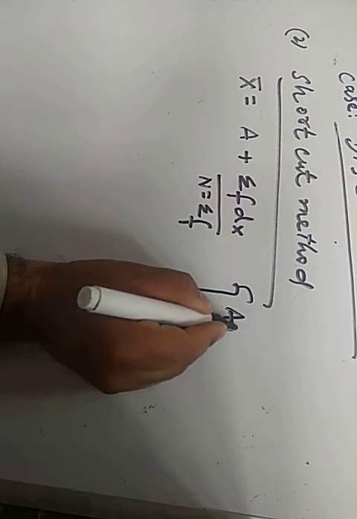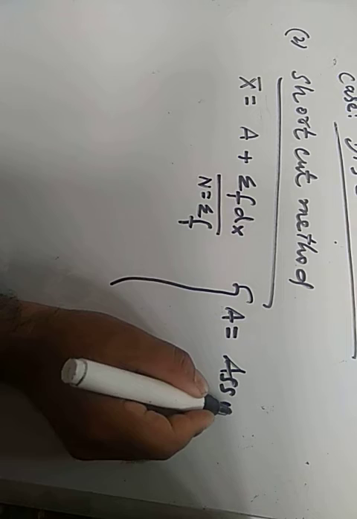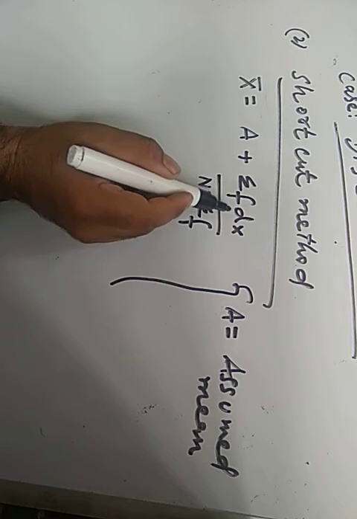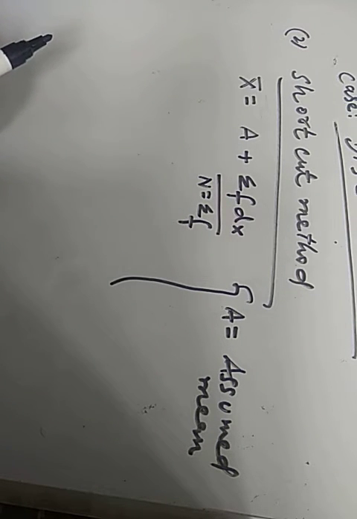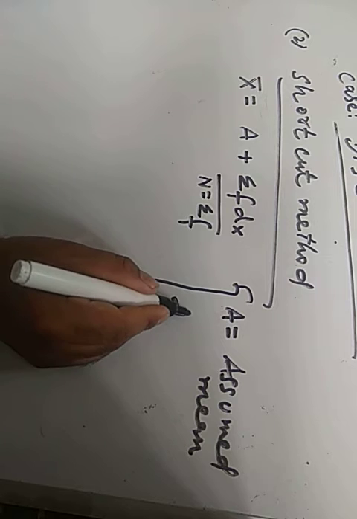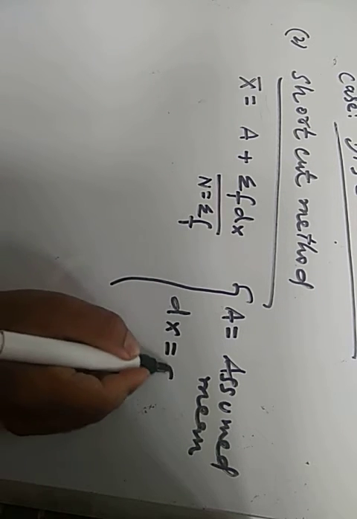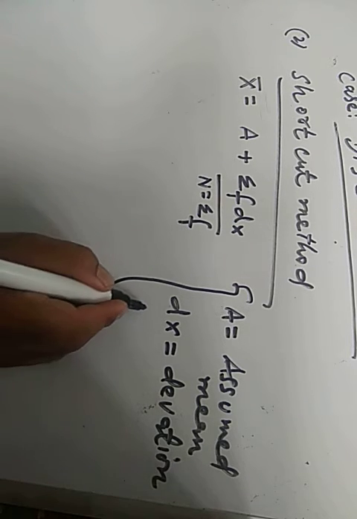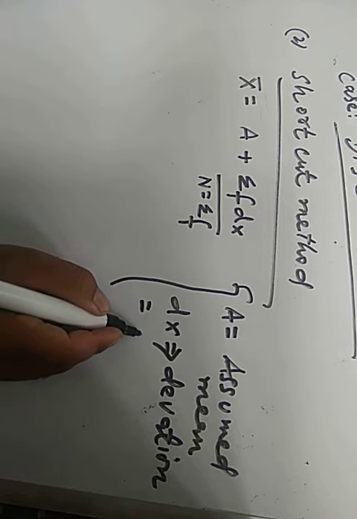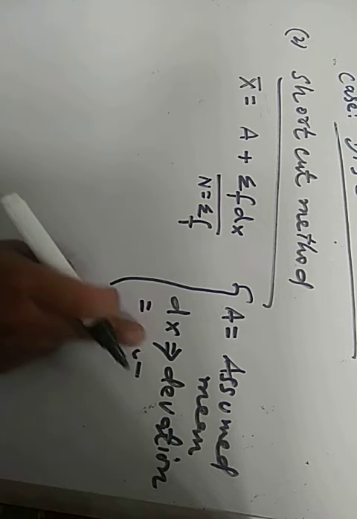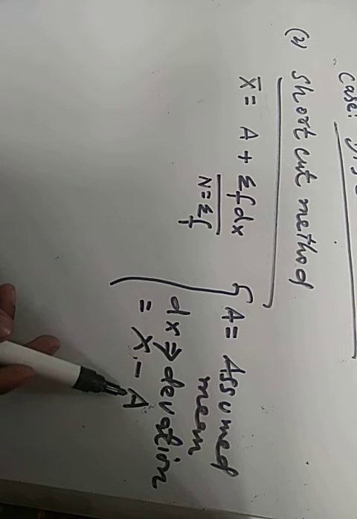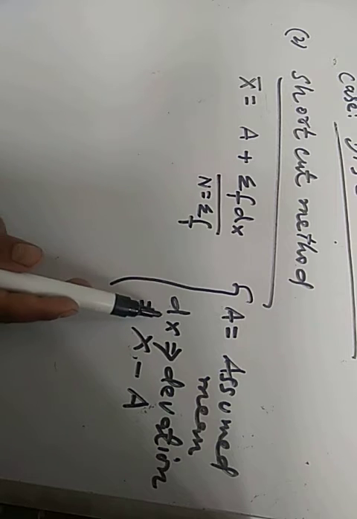A is assumed mean. And f, as you know, is frequency, and dx means deviation, deviated values, it is equal to x minus a. We take different values of variable x, and that is subtracted by assumed mean, we will get d or dx.